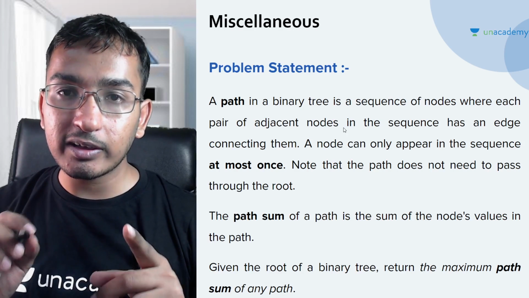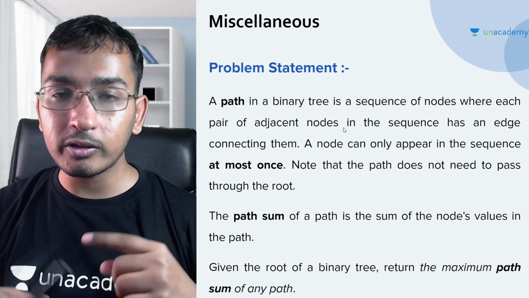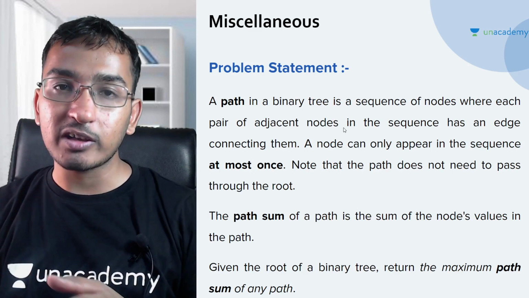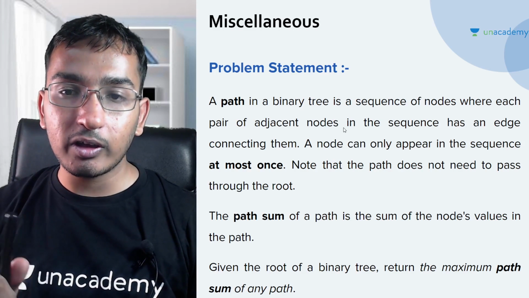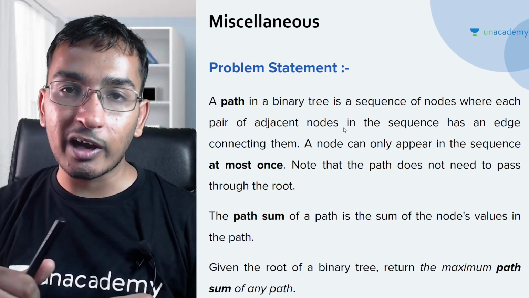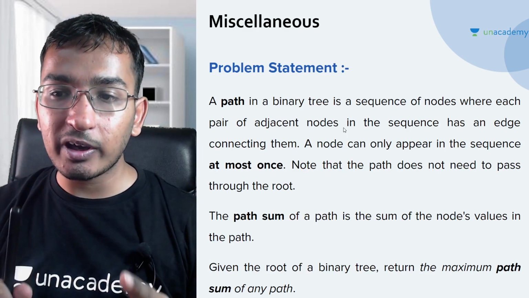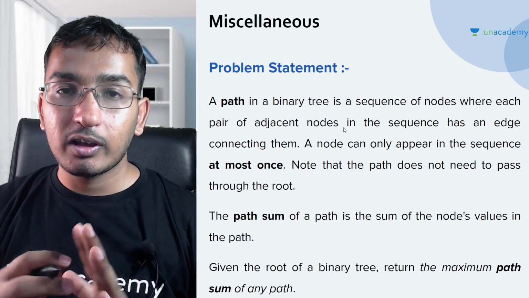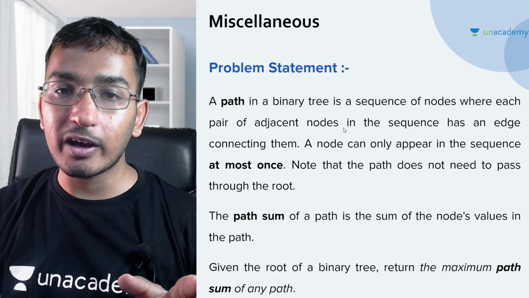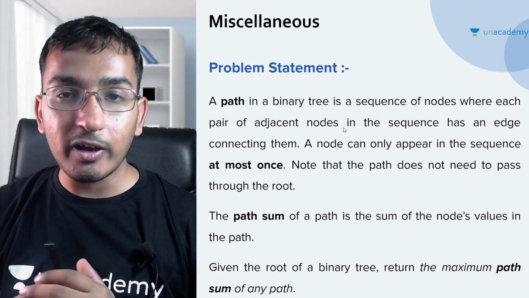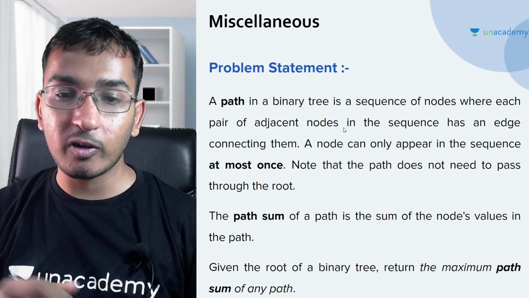So here it is a really good constraint. You don't need to choose your path such that it passes through the root. You don't need to do that. You have to choose a path in which the root might be there and might not be there, right? And also a node can appear in the sequence at most once. The path sum of a path is the sum of the node values in the path. Given the root of a binary tree, return the maximum path sum of any path.